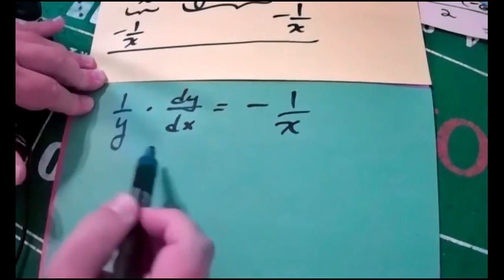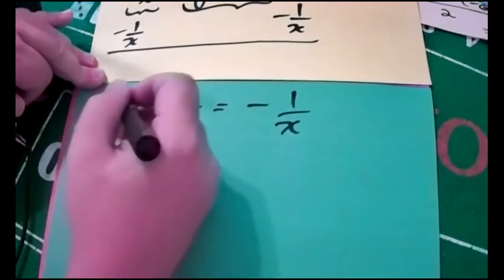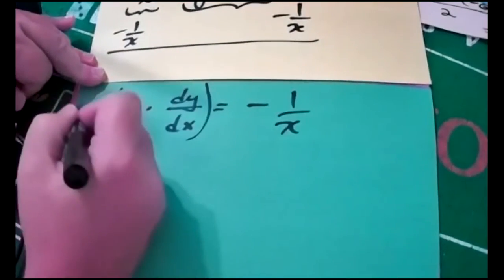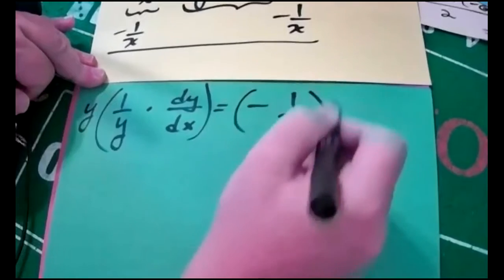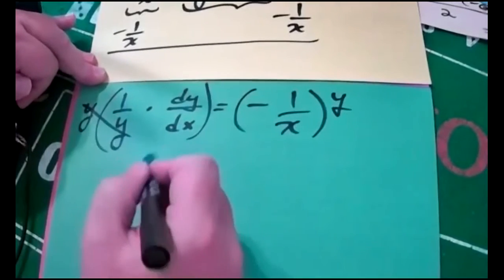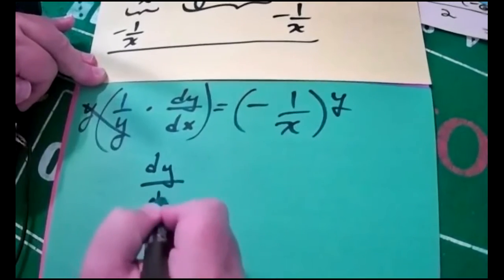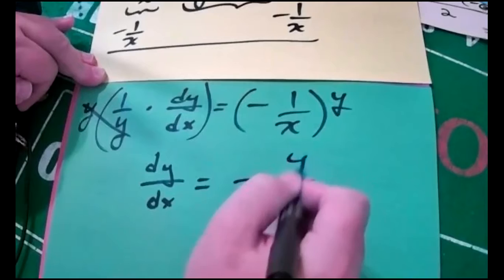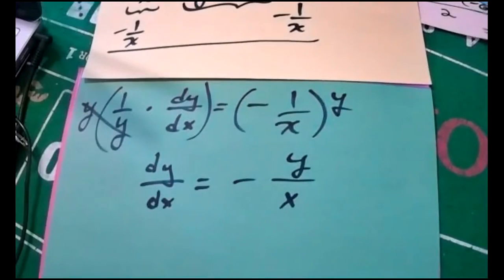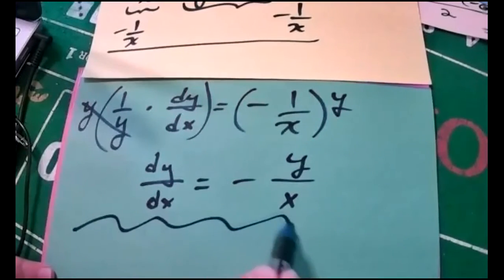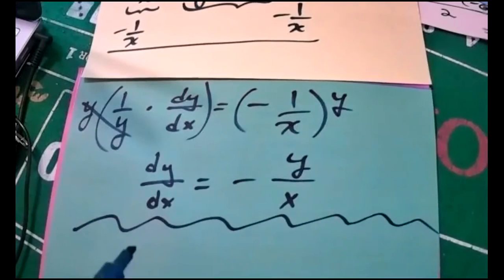And now, to simplify, I can either divide both sides by 1 over y, or if you're sharp with algebra, you might realize you can multiply both sides by y, and it'll do the same thing. It does make it a little bit easier to think of. And so our final solution then is negative y over x, like you see here. That was an example with logarithms.